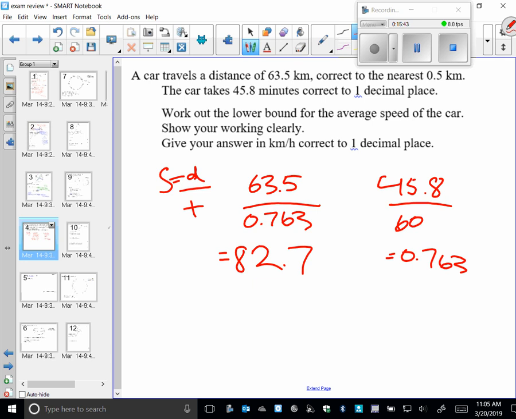Why? Because they're talking about lower bounds. Oh, sorry, I skipped it.